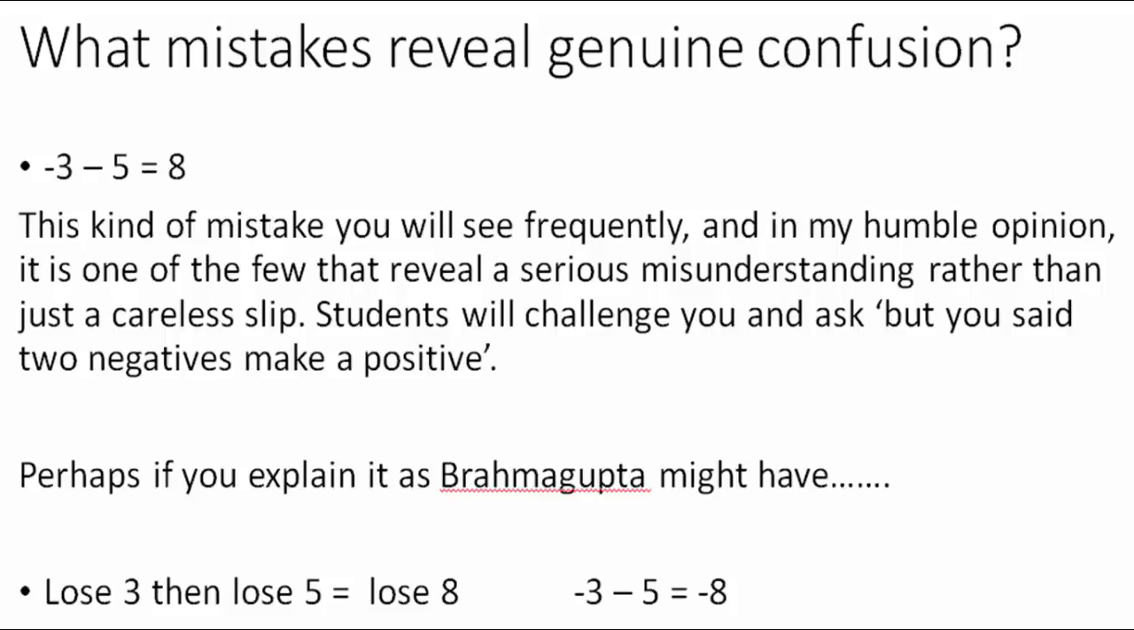It's worth pointing out that negative and negative only become positive if you're A, multiplying them, or B, they're next to each other in an addition or a subtraction. Or obviously in division as well, I should mention that. But I like to look at -3 minus 5 like this. I always like to explain it like this. Lose 3, lose 5. It means you've lost 8 overall. It makes a lot of sense.